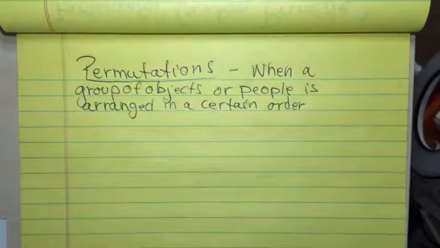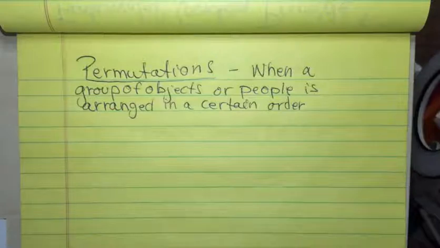This section has to do with permutations. A permutation is a group of objects or people arranged in a certain order. So it's the number of different possibilities when you have a group of objects or people arranged in a certain order. If I have 20 questions for a test and I'm creating tests, the order of those questions makes a difference if I want different versions. So that order would be a permutation.